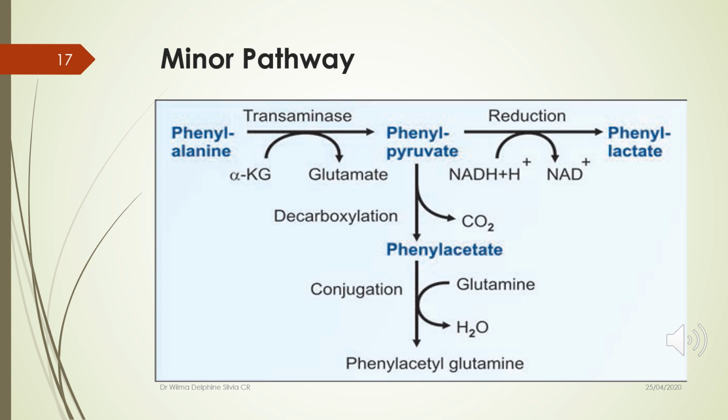In addition, phenylpyruvate gets converted into phenylacetate by decarboxylation, and with further conjugation with glutamine, it is excreted as phenylacetylglutamine. Otherwise, it can also undergo reduction to form phenyllactate. So these are the metabolites which are excreted in the urine in case of phenylketonuria. These are the alternate pathways for phenylalanine when the main pathway is blocked.